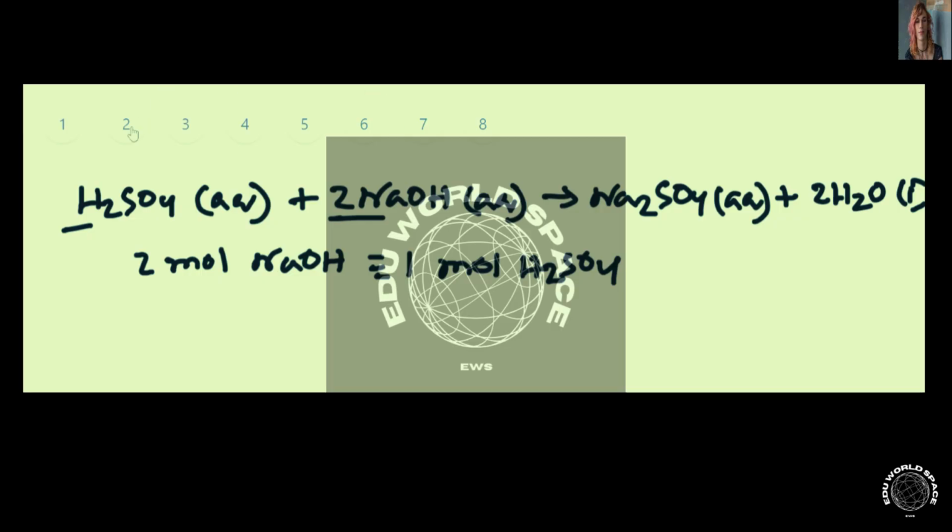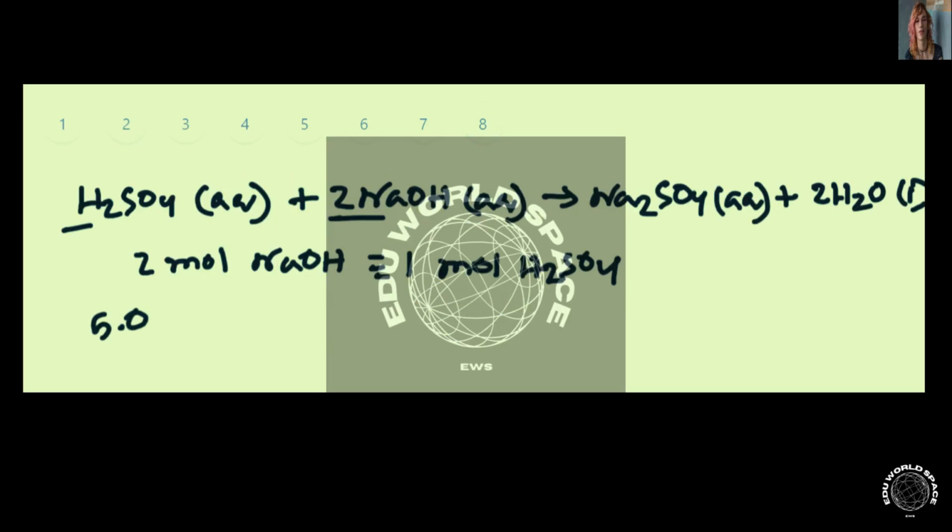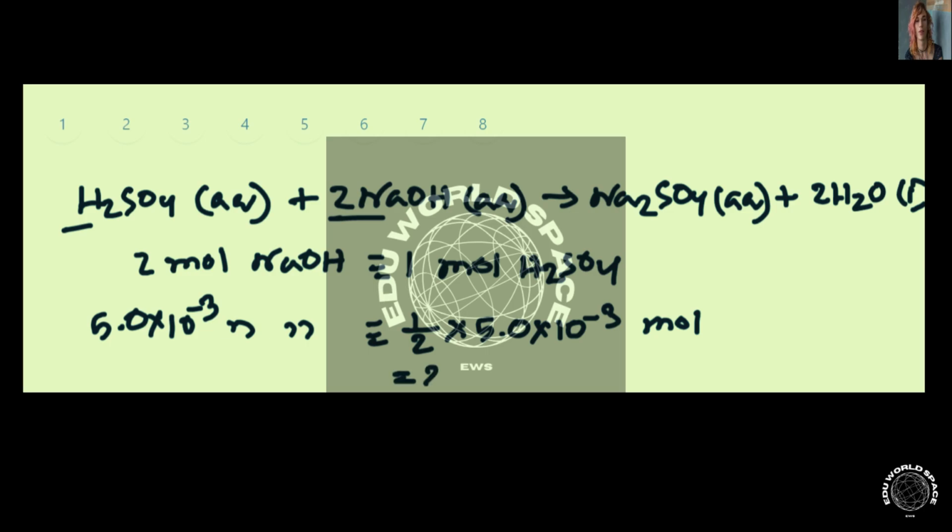That means this much mole of sodium hydroxide will be neutralized by 1 over 2 times 5 times 10 to the power minus 3 mole, and this will give us a value of 2.5 times 10 to the power minus 3 mole. So this is the number of mole of sulfuric acid which will be needed.